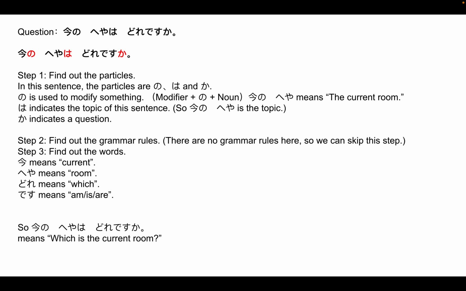And step 3, 今 means current. 部屋 means room. どれ means which. です means am, is, are. So 今の部屋はどれですか means which is the current room.